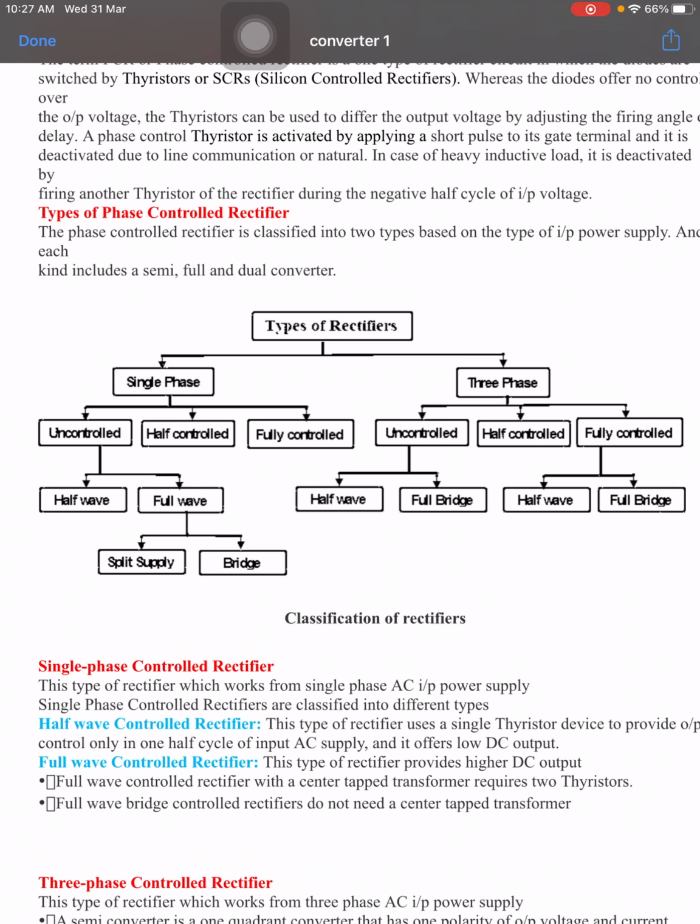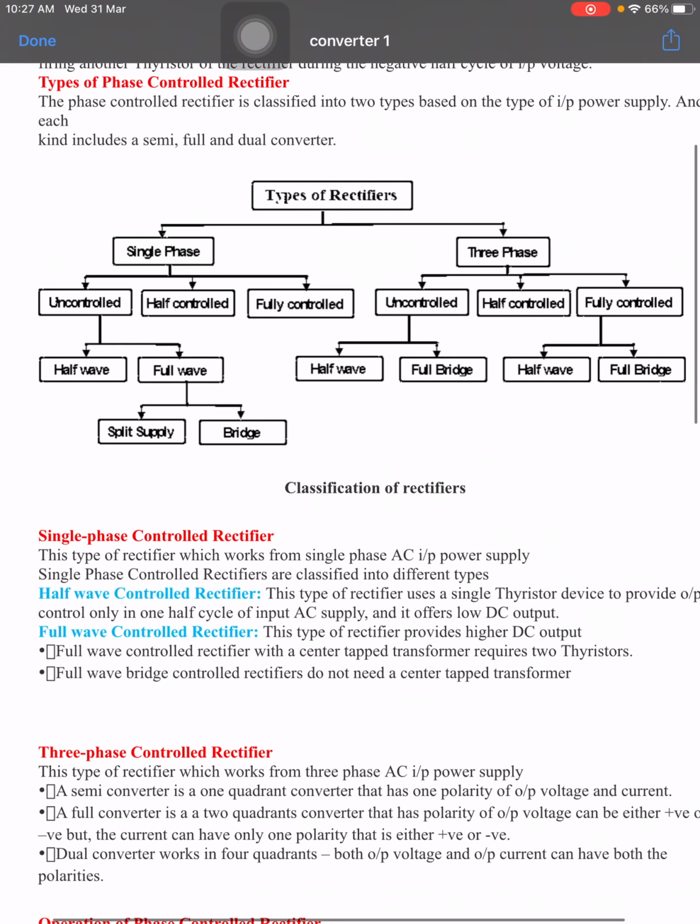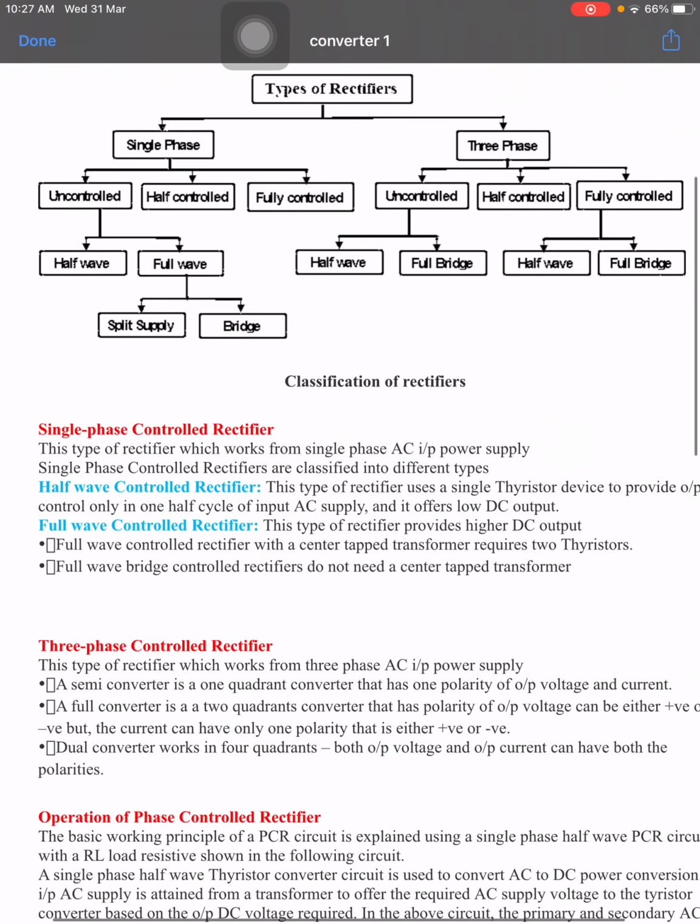The next topic is single phase controlled rectifiers. It works on the principle of a single phase AC power supply. We know that is 230 volts. We have two types of rectifiers, half wave and full wave, which we just discussed. In the half wave rectifier, the thyristor passes half of the input supply and gives a low DC output. For the full wave rectifier, a center tapped transformer requires two thyristors, while full wave controlled rectifiers with a bridge connection do not need a center tapped transformer because the bridge has no center tap. We use four thyristors. That is single phase.